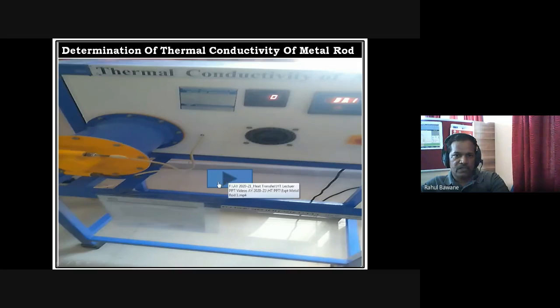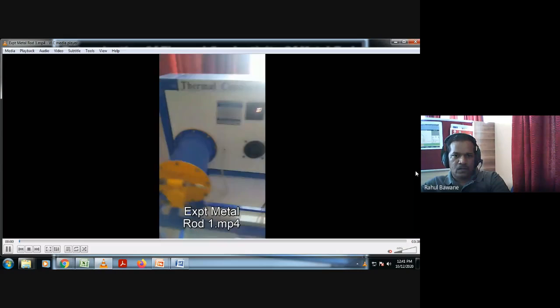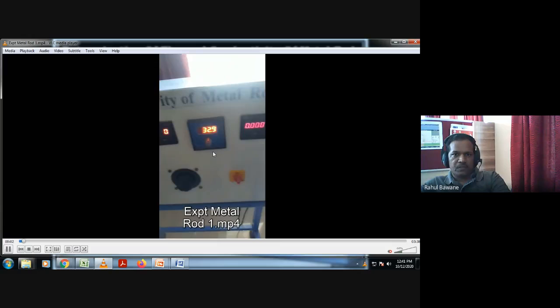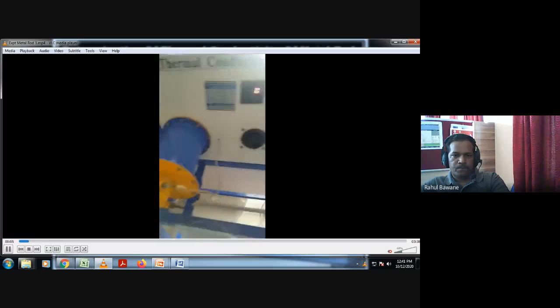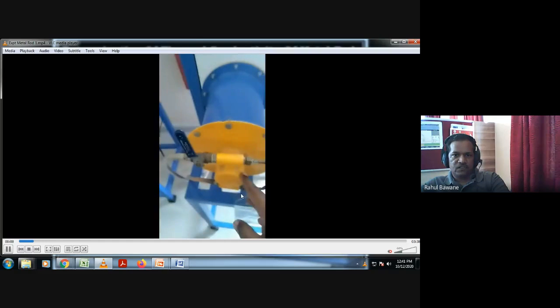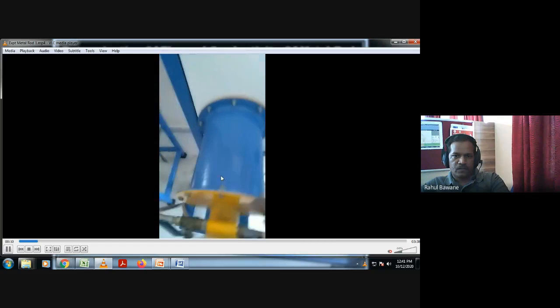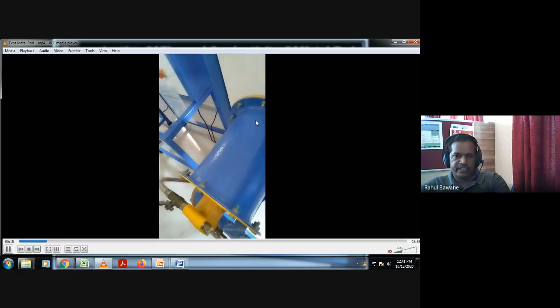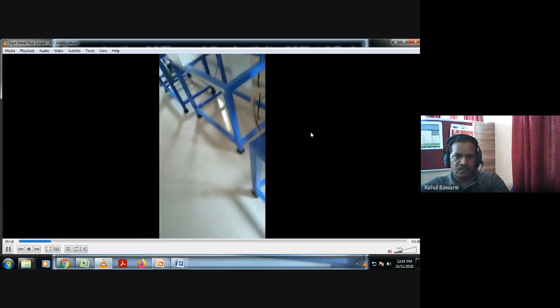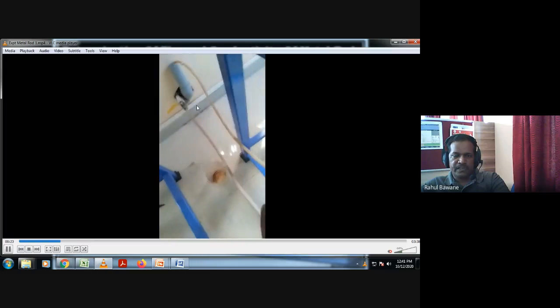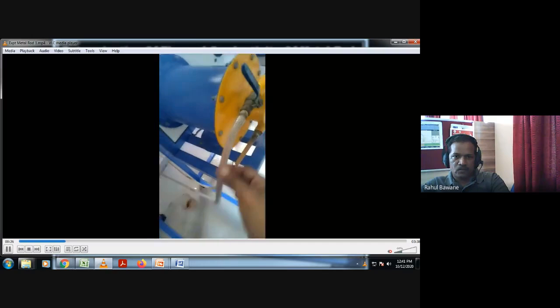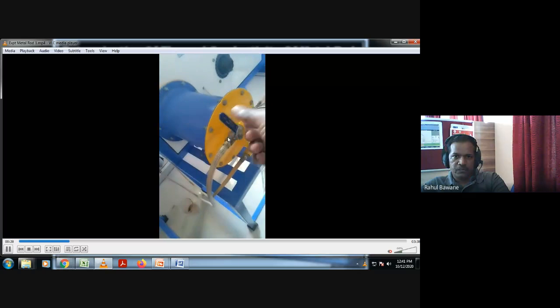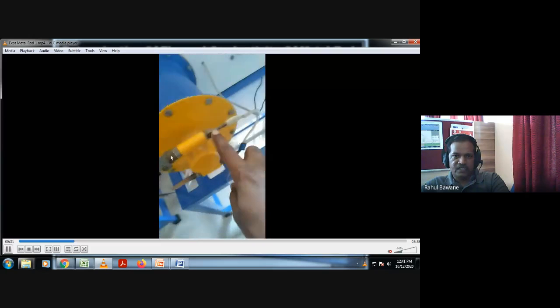So these are the video clips. This is our experiment, thermal conductivity of metal rod, and this is the cooling water jacket, and this box is the actual covering for the insulated portion of the test length. We have to maintain a cooling water supply. So this is the cooling water inlet. With the help of this knob, we can maintain the supply.